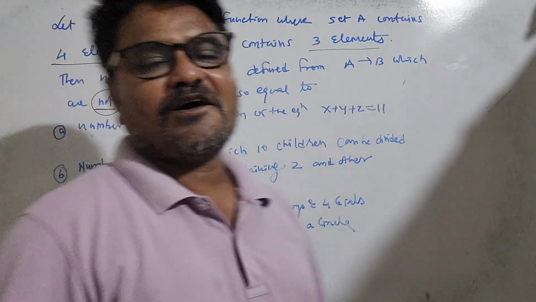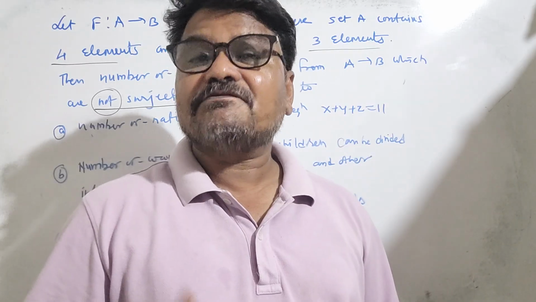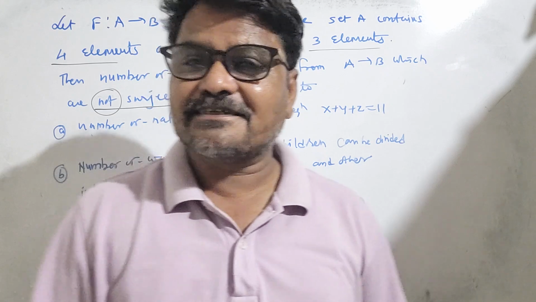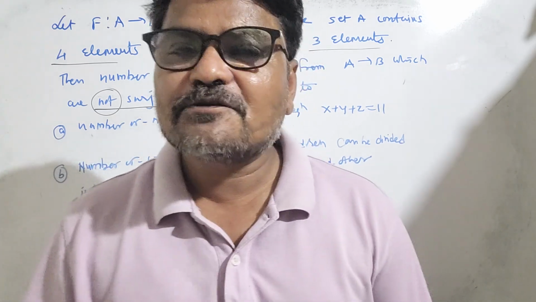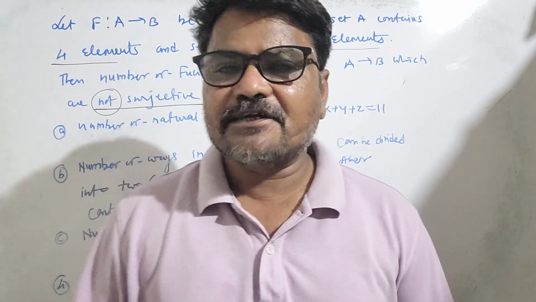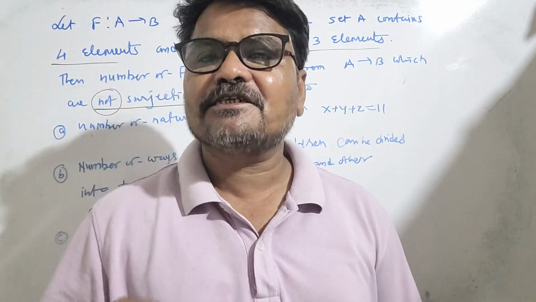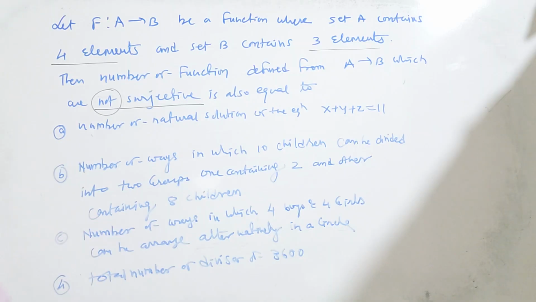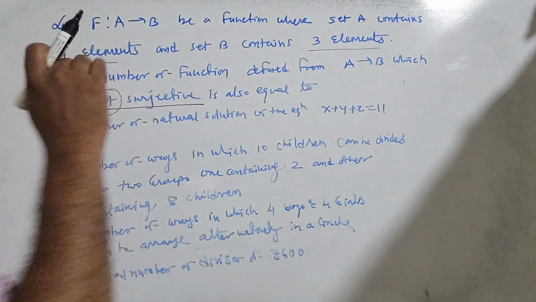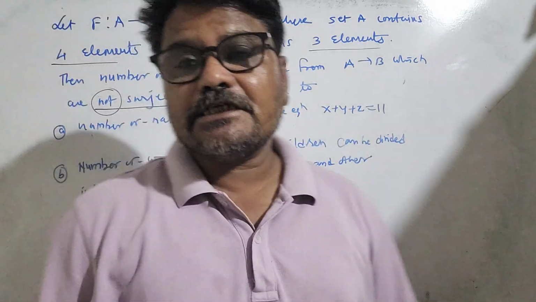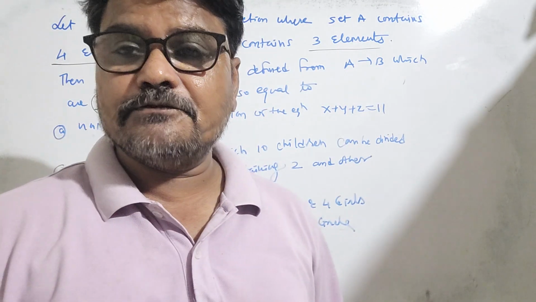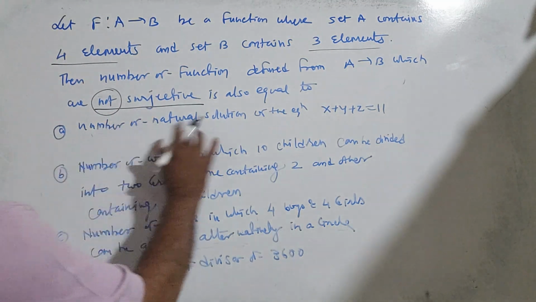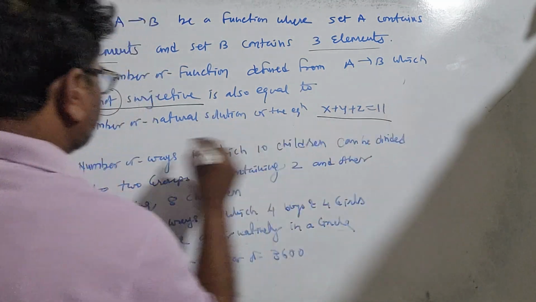onto. So how can we find out which are the functions which are not onto? For that we have to find out the total number of functions and the total number of onto functions. Then only we can find out the total number of functions which are not onto. Surjective means onto function. Then the total number of functions which are not surjective is also equal to what? Option A, number of natural solutions of this equation.